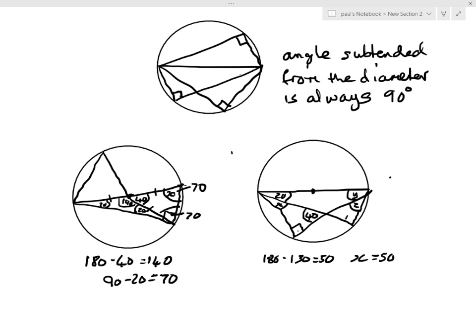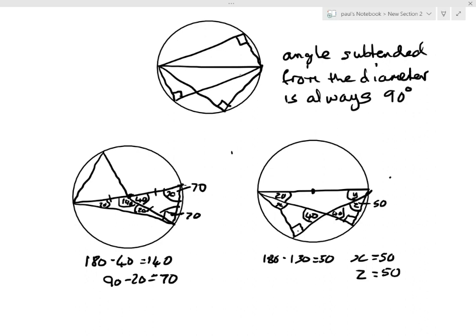Here's another right angle there. How does that help us? Oh, we've got a vertically opposite, so that's 40. Yeah, these two. So 40 and 90 make 130 again. Therefore, this z is also equal to 50. Yeah, 180 minus 130 is 50. So that's 50.